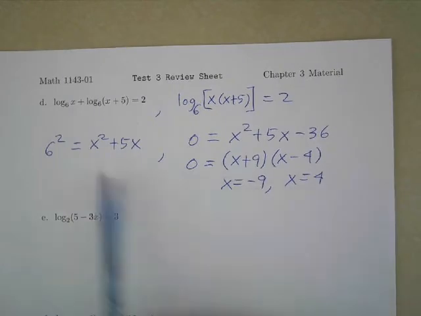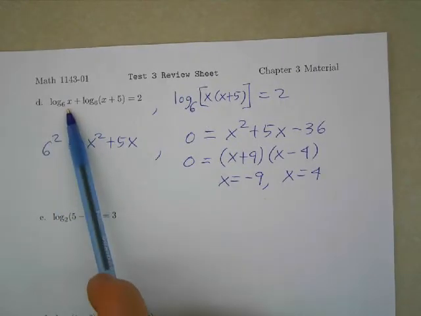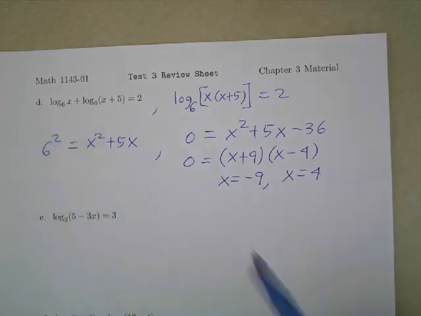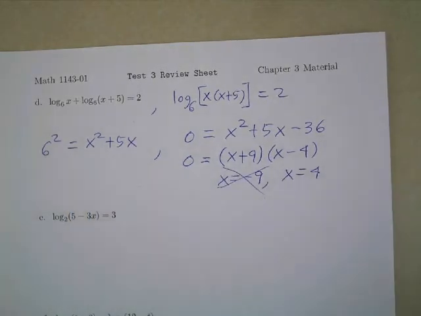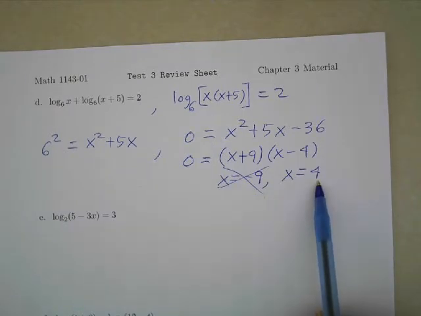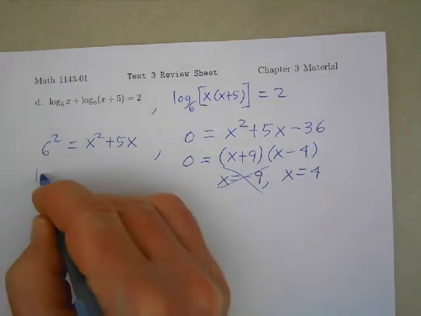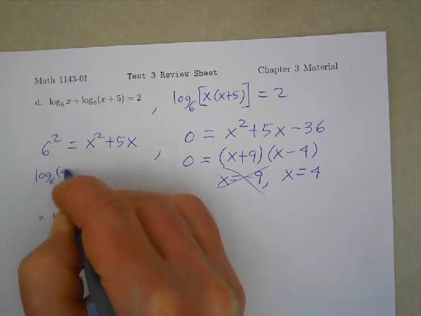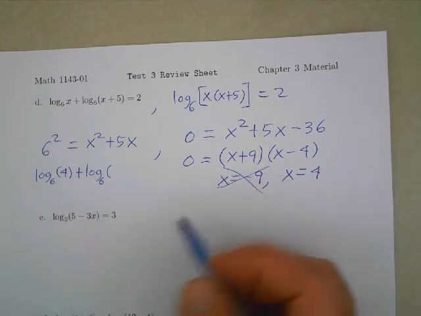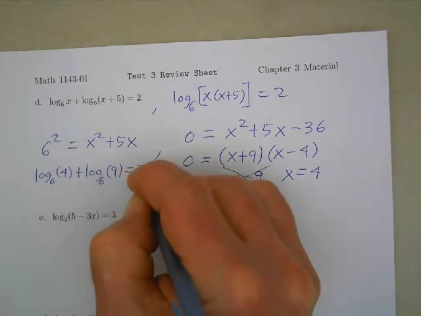But you'll see in the original equation, if you replace x with negative 9, the argument of this logarithm is negative. So arguments of logarithms can't be negative. So negative 9 cannot be a solution. When you test x equals 4, that one works. Log base 6 of 4 plus log base 6 of 4 plus 5, which is 9, equals 2.